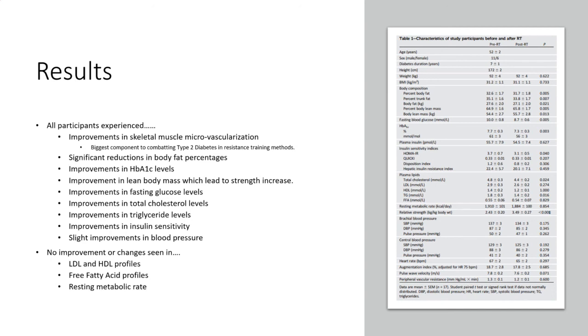What we didn't see an improvement in was LDL and HDL profiles, free fatty acid profiles, and resting metabolic rate. And if you look to the right, this image basically goes over the same thing, but it shows you how much the participants improved exactly. As you can see, blood pressure, plasma lipids, insulin sensitivity, HbA1c, and body composition, and how they progressed throughout the 6 weeks they trained.